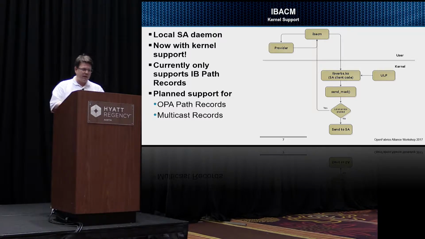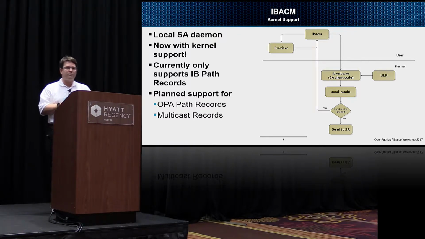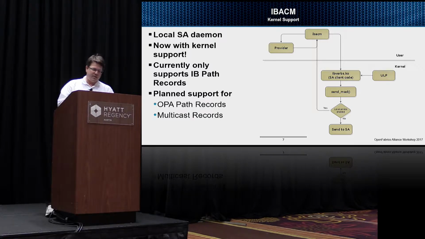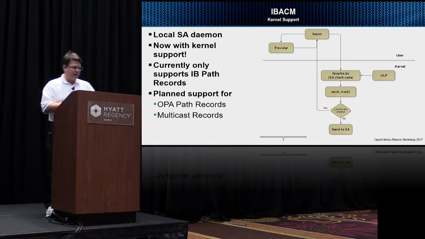Currently, only IB path records are supported through the netlink interface. We are looking at extending that to OPA path records. As Todd presented earlier, OPA has an extended LID address. It has other extensions like the number of SLs, and so there's a new path record format that the kernel is going to be enhanced to understand, and then we'll need to enhance that for Ibacm.